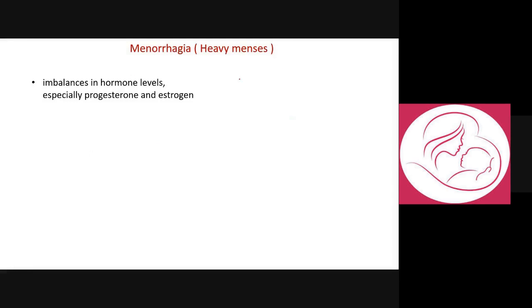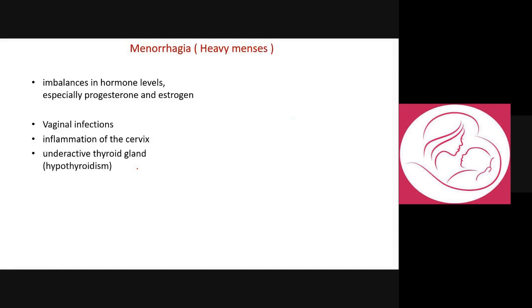Vaginal infections are also a common cause of heavy bleeding. Inflammation of the cervix, and underactive thyroid gland, that is hypothyroidism. So if it is overactive, it will result in the stoppage, that is hyper, and if it is underactive, it will result in more bleeding, that is hypo.